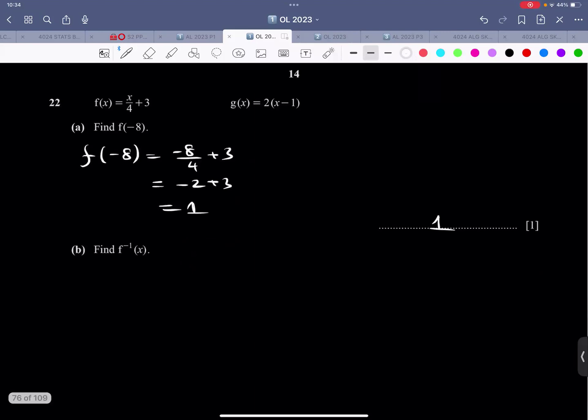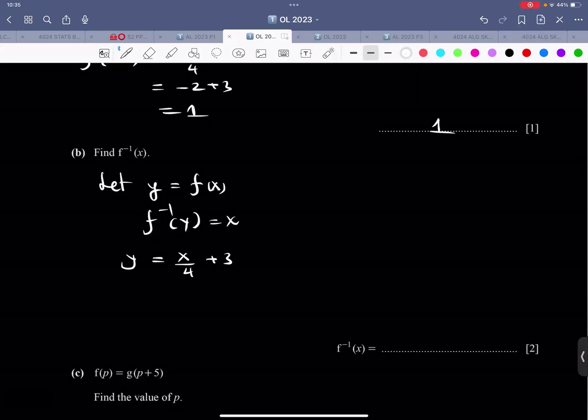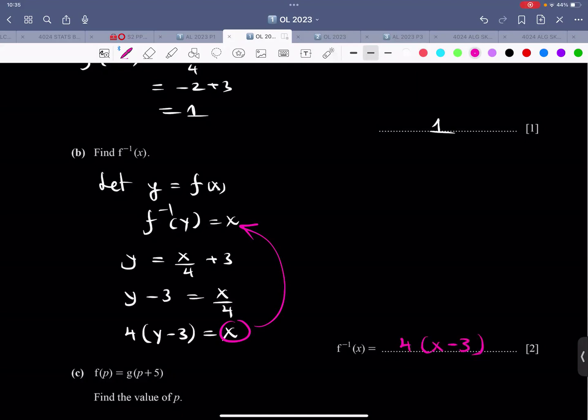F inverse of x, you need an expression. Let y equal f of x. Therefore, f inverse y equals x. Therefore, y is equal to x over 4 plus 3. And I can either cross multiply or, yeah, I can. So therefore, y minus 3 is x over 4. This is better. And then 4 bracket y minus 3 is equal to x. But remember, what is x equal to? x equals f inverse y. Therefore, f inverse x is basically 4 times x minus 3. That is f inverse x.